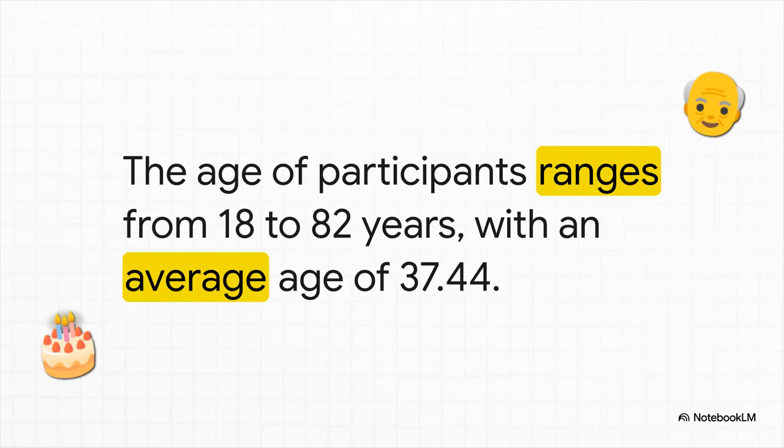Just from a quick glance at that table, we can immediately pull out key facts about our age variable. We see the youngest person was 18, the oldest was 82, and the average age is right around 37 and a half. See? This is already painting a much clearer picture of our sample.